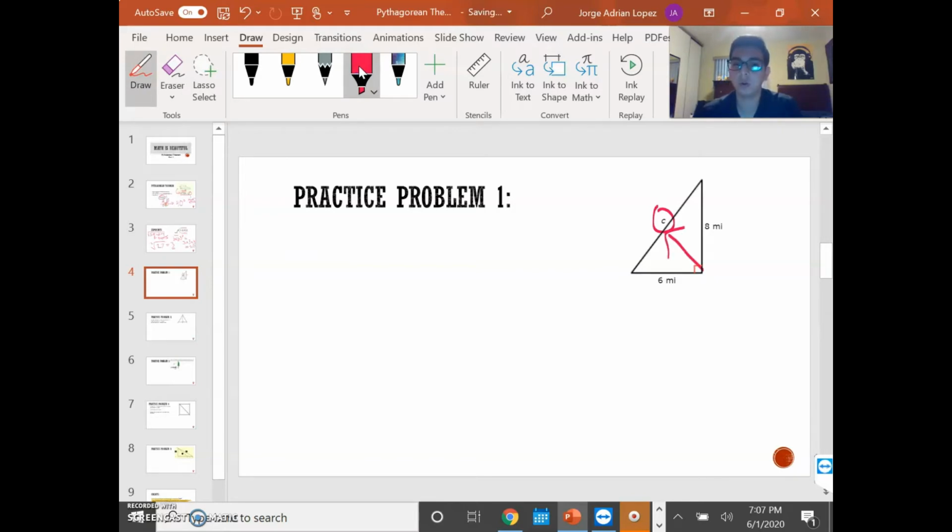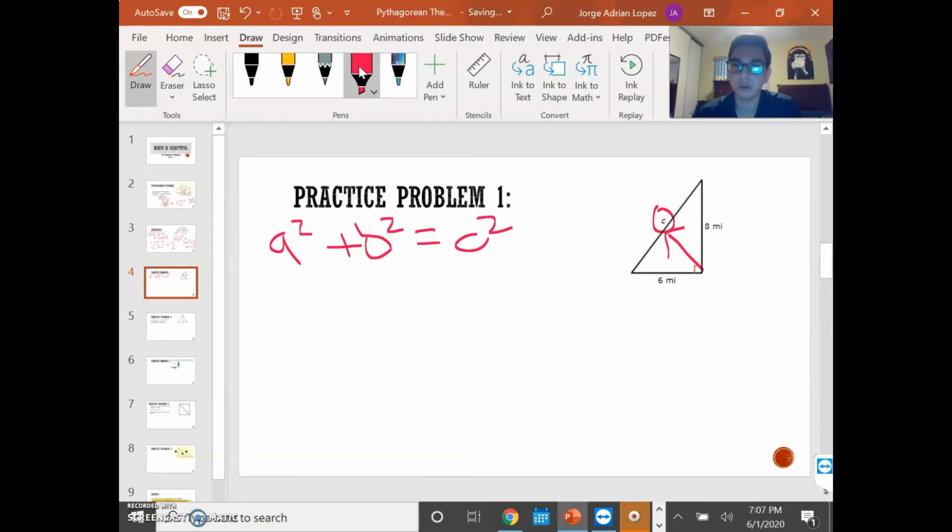And so what do we need to do to solve for this missing side of the triangle? We need to use the Pythagorean theorem. Pythagorean theorem lets us solve for any side of the triangle that's missing, okay? But remember, it's only for right triangles, okay? So, Pythagorean theorem formula is a squared plus b squared is equal to c squared, okay?